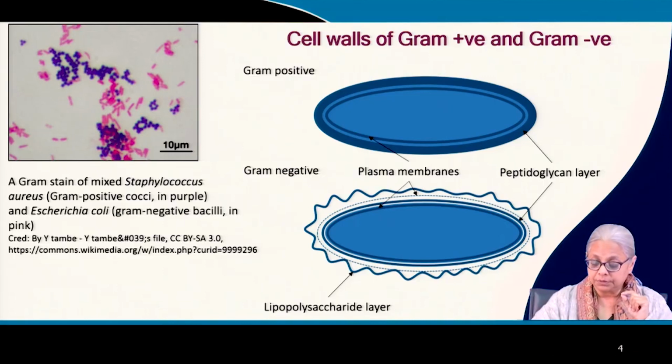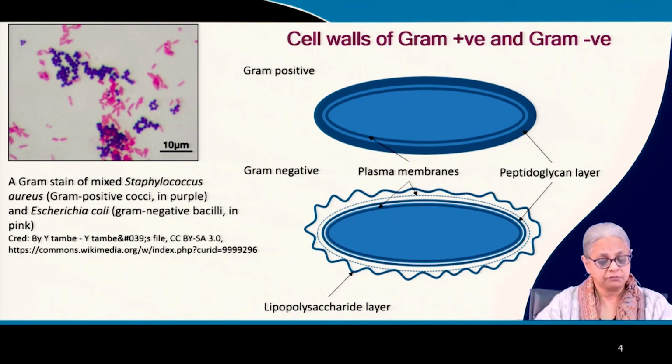Now, the cells that have a thin peptidoglycan layer are unable to hold on to the crystal violet stain. So they get decolorized by alcohol, and then when safranin is added, they turn red. That's the counter stain. The gram-positive cells have a thick peptidoglycan layer, so when they are stained by crystal violet, they retain that stain, and when alcohol is applied, they do not get decolorized, and when the safranin is added, they remain purple. So purple is a darker color. The color remains the same.